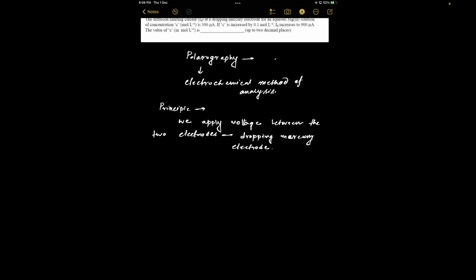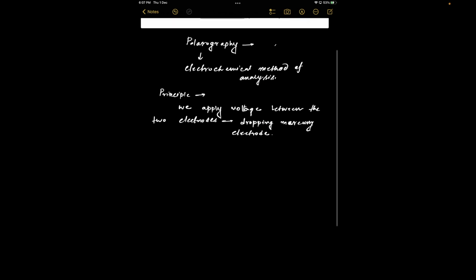So in this electrode we drop mercury through the capillary, and the ions corresponding to the electrochemical solution adsorb on the surface of mercury bubbles and mercury droplets, and then the electrolysis happens. So this is why we call it a dropping mercury electrode. So here mercury is generally dropped through a capillary tube. So first we apply voltage between the two electrodes, then we measure the current flow between the two electrodes.